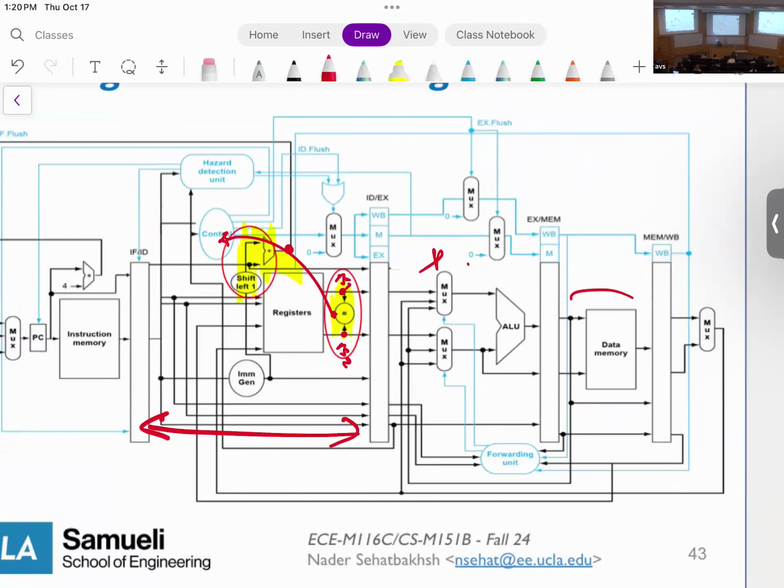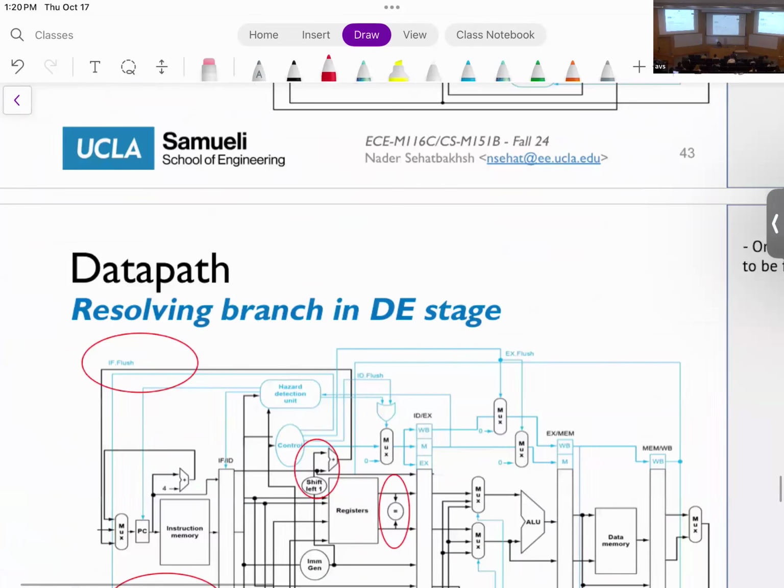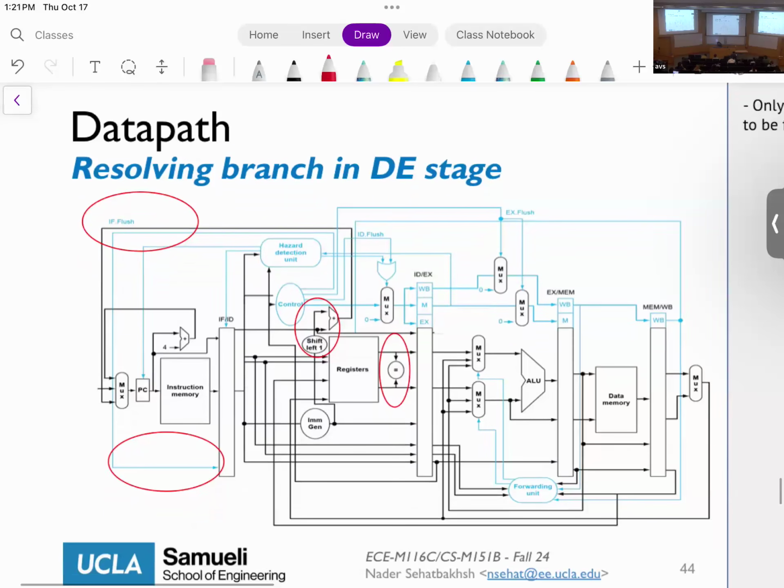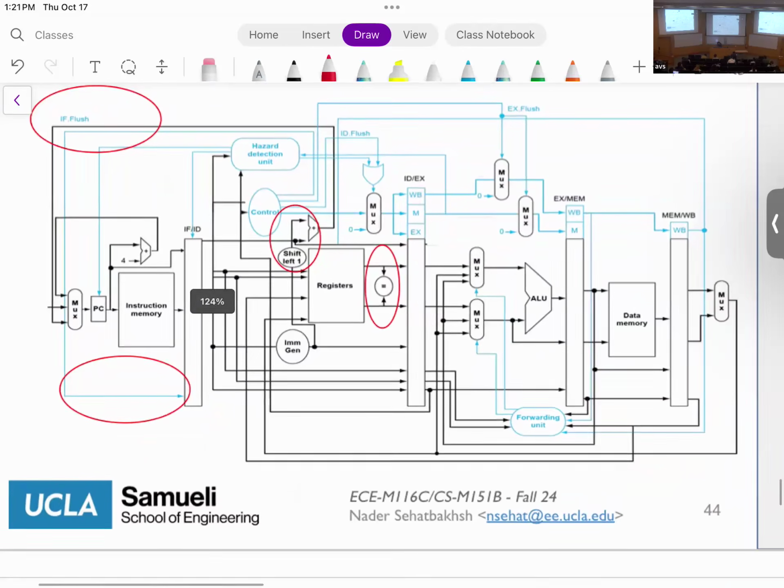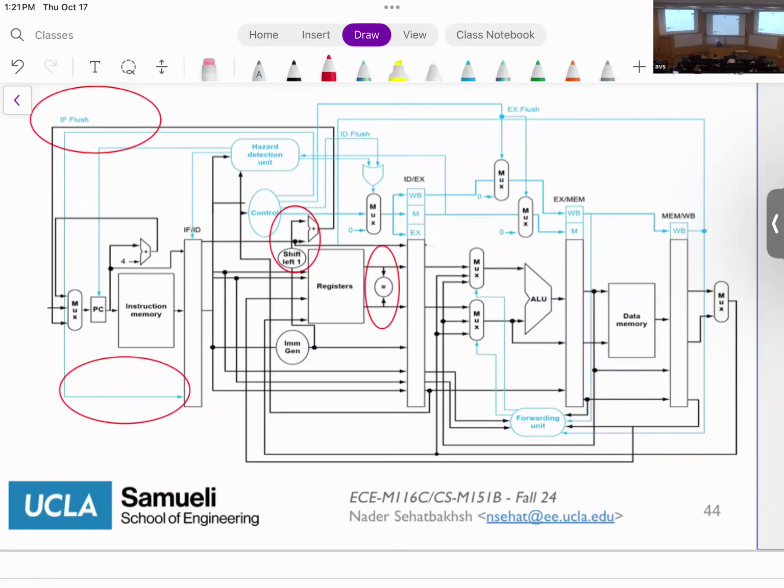Okay. So what I'm doing now is essentially changing my pipeline processor such that I made two main changes. One is I moved this adder, which used to be here, to my decode stage.